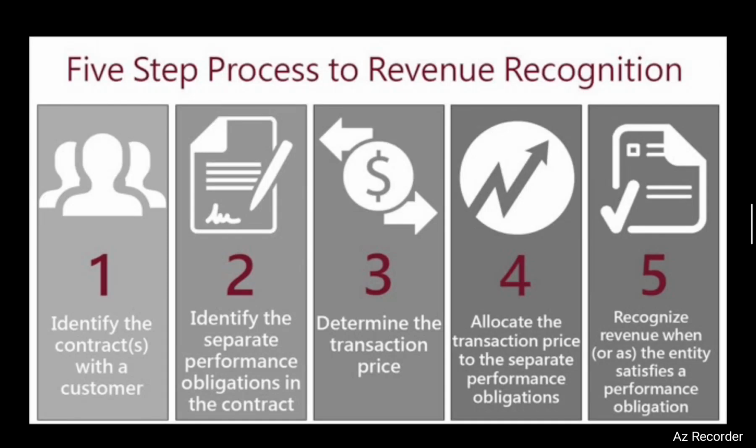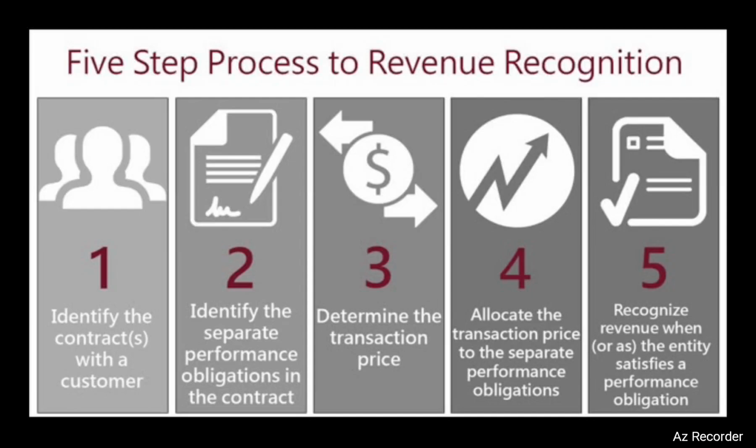As per Ind AS 115, there are 5 steps which are required to be fulfilled in order to recognize the revenue. To recognize that revenue, all the 5 steps need to be fulfilled. Under that, step number 1, identify the contract or contracts with the customer. Step number 2, identify the separate performance obligations in the contract. Step number 3, determine the transaction price. Step number 4, allocate the transaction price to the separate performance obligations. Step number 5, recognize revenue as and when the entity satisfies a performance obligation.